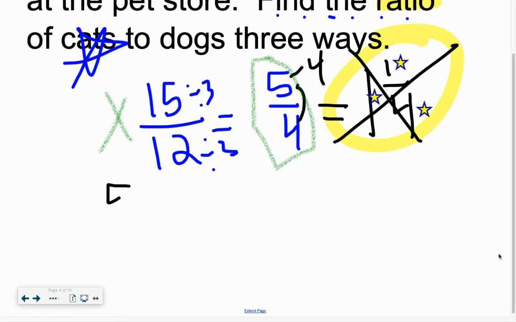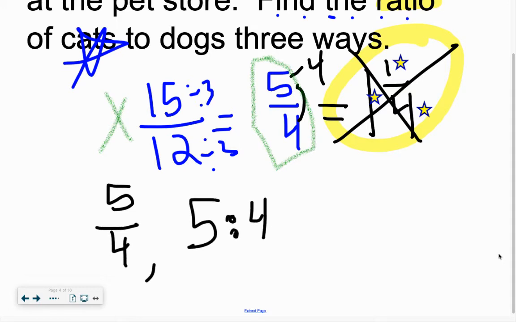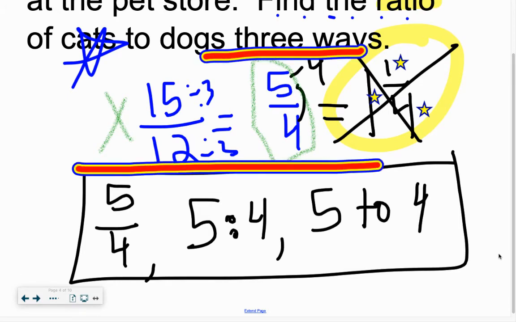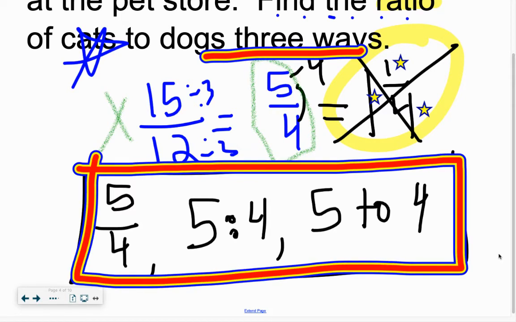Now, that is one way to write it: 5 over 4. Sometimes ratios are written this way, which is said out loud as 5 to 4. And then the third way to write it is literally to write out 5 to 4. These are all three ways. Note, when it says to write out 3 ways, I need to see all 3 of these. If all it says is to write a ratio, then you can write it any one of these ways. You can write it as a fraction, as a ratio with that symbol in between, or you can write out the word to. Either way works.